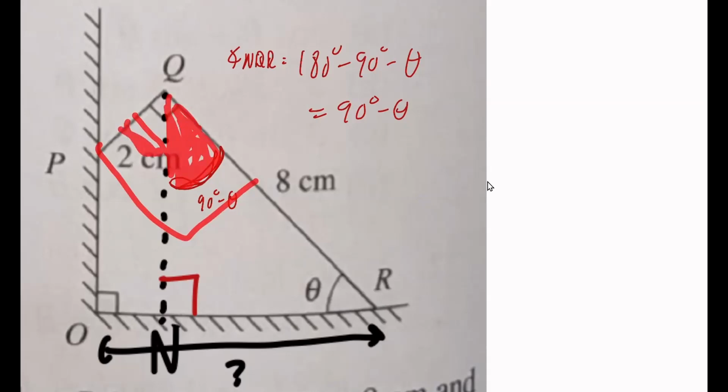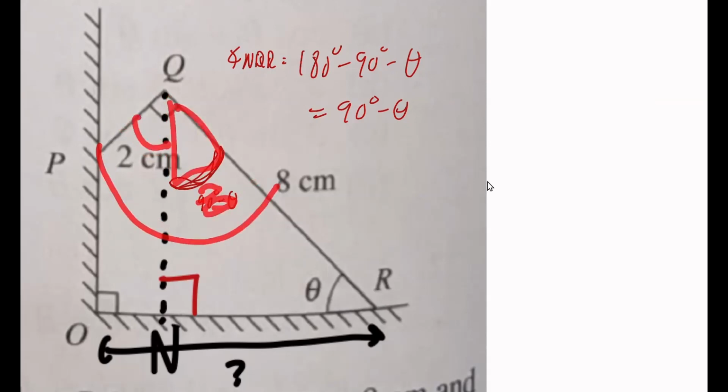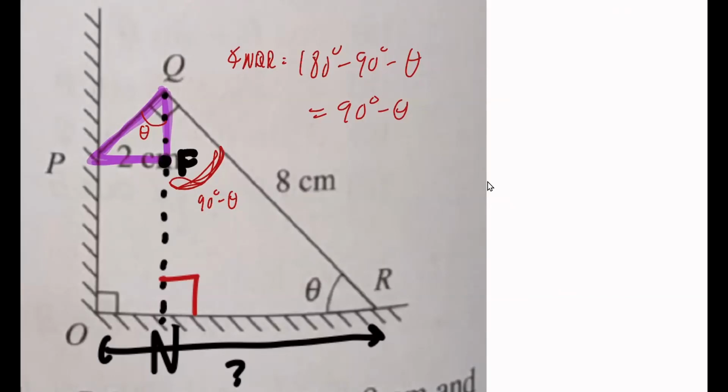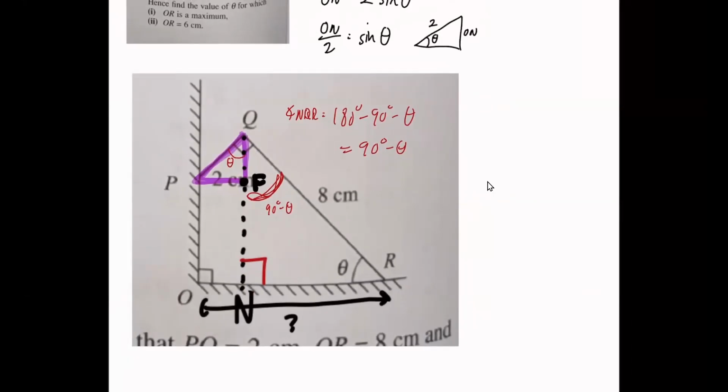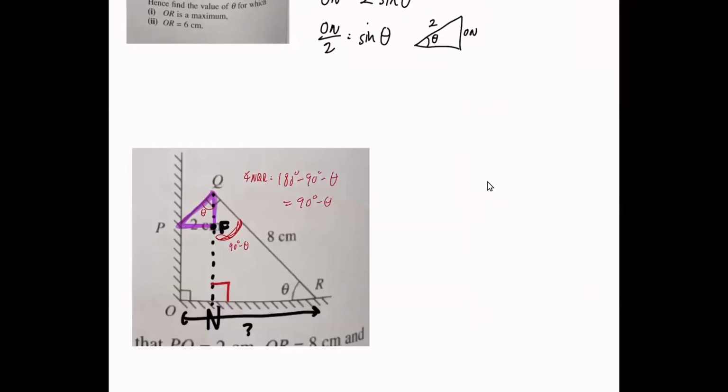So what's the remaining angle here? This is 90, that's 90 minus theta. What's the remaining angle here? Theta. Exactly, that's your theta. And then you can draw in the right angle triangle now. Here, right? Okay, let's label this, maybe I'll call this point F over here. Okay, so we can draw our updated right angled triangle.